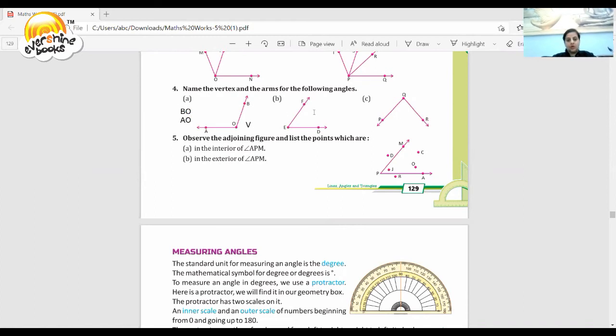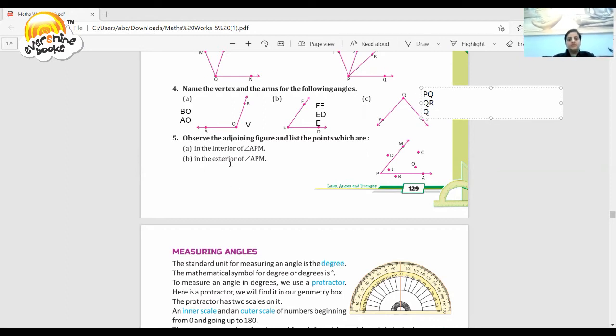Likewise, now FE is an arm and ED is also an arm, and E is the vertex, where two lines are meeting together. PQ is an arm and QR is an arm. And what is the vertex? That is Q.